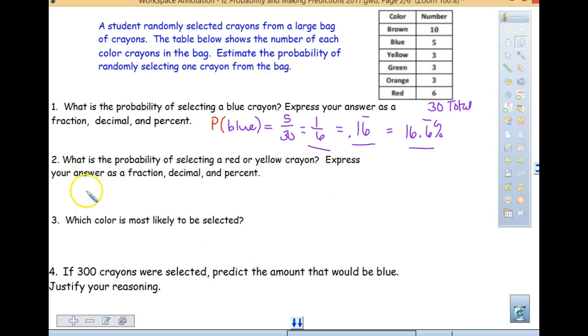The next one says, what's the probability of selecting a red or yellow? So as you write the problem, probability of red or yellow equals. Again, we're looking out of 30. So start this one on your own. Put in the numbers as you add your red and yellow. So you're just looking at that table up above. It's right in your notes. If you don't like looking up, it's right in front of you.